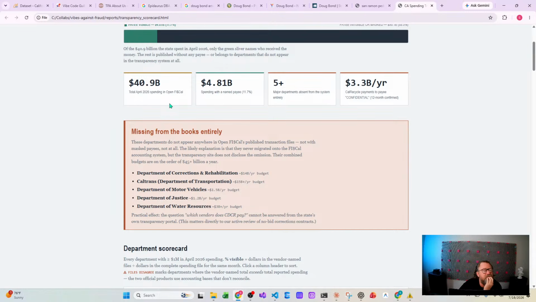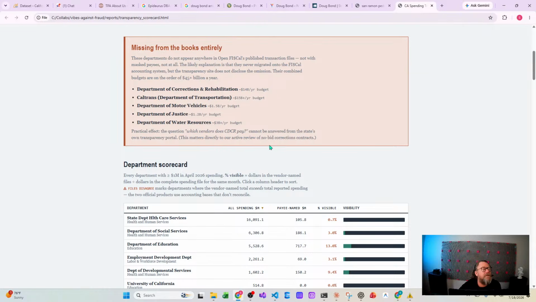This is insane. 40 billion spending, 5 billion paid, over 5 major departments missing from the books entirely. I mean, these are all of the ones, dude. This is the ones where all the unions are siphoning off money. Department of Corrections, Caltrans.